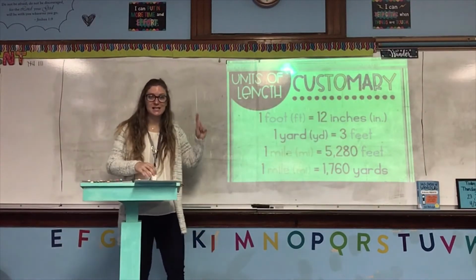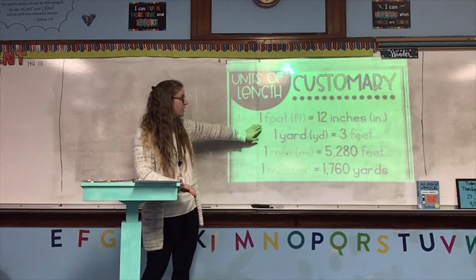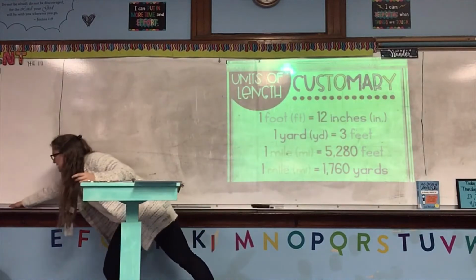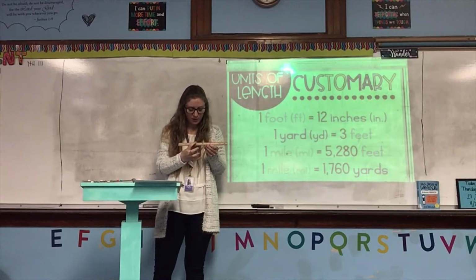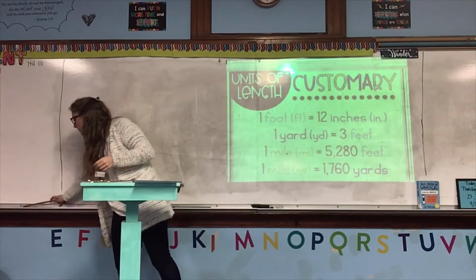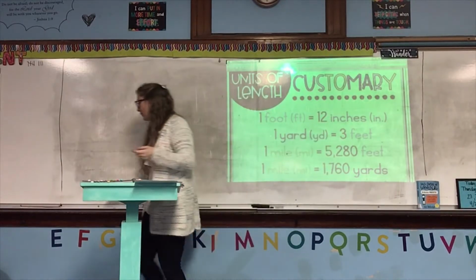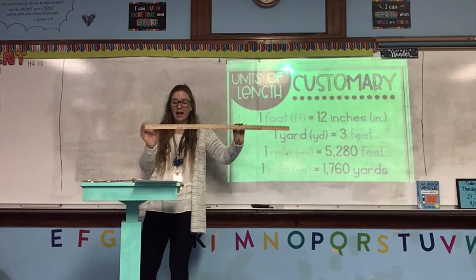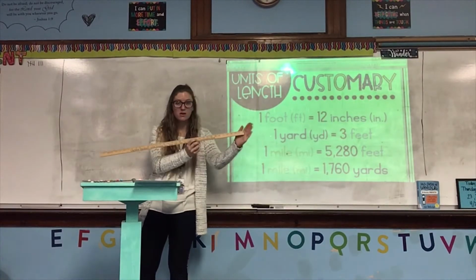So this chart tells us how many of these units are inside one of another unit. This chart tells us that 1 foot is the same as 12 inches. We know that because a ruler is 1 foot long, and it has 1, 2, 3, 4, 5, 6, 7, 8, 9, 10, 11, 12 inches. The chart also tells us that 1 yard is the same as 3 feet. Again, we know that because a yardstick is 3 feet long, and we have 1, 2, 3 feet.